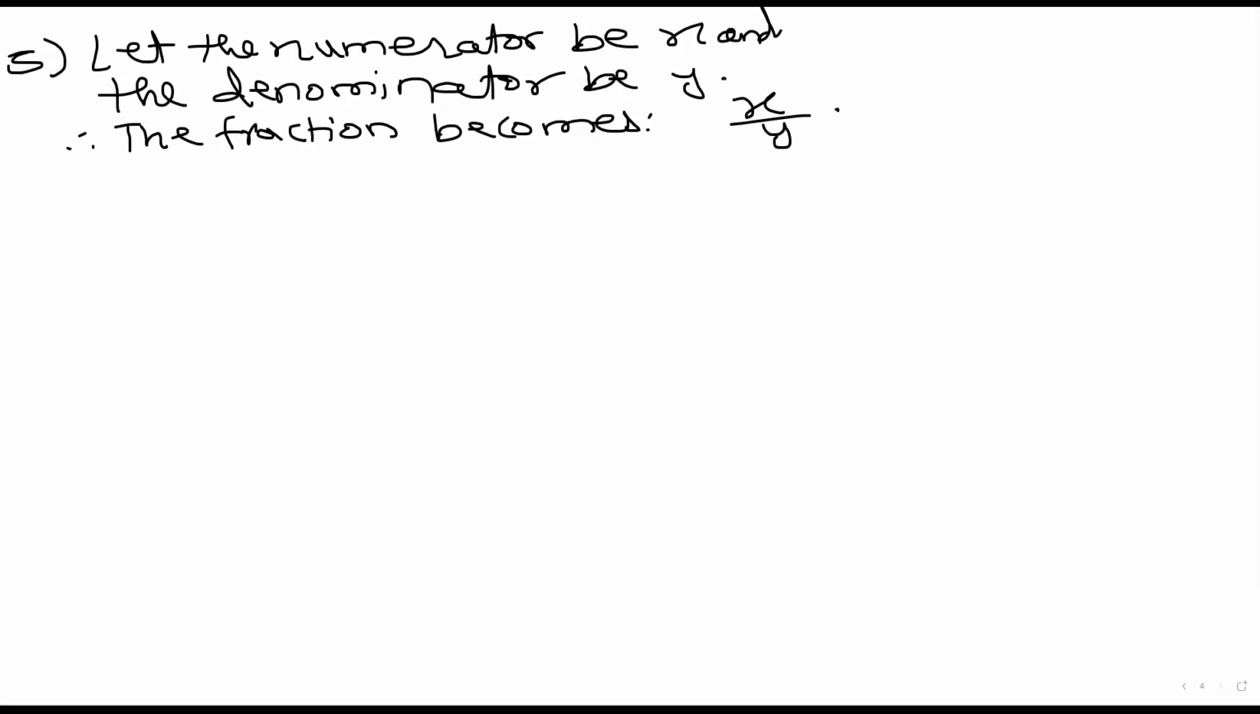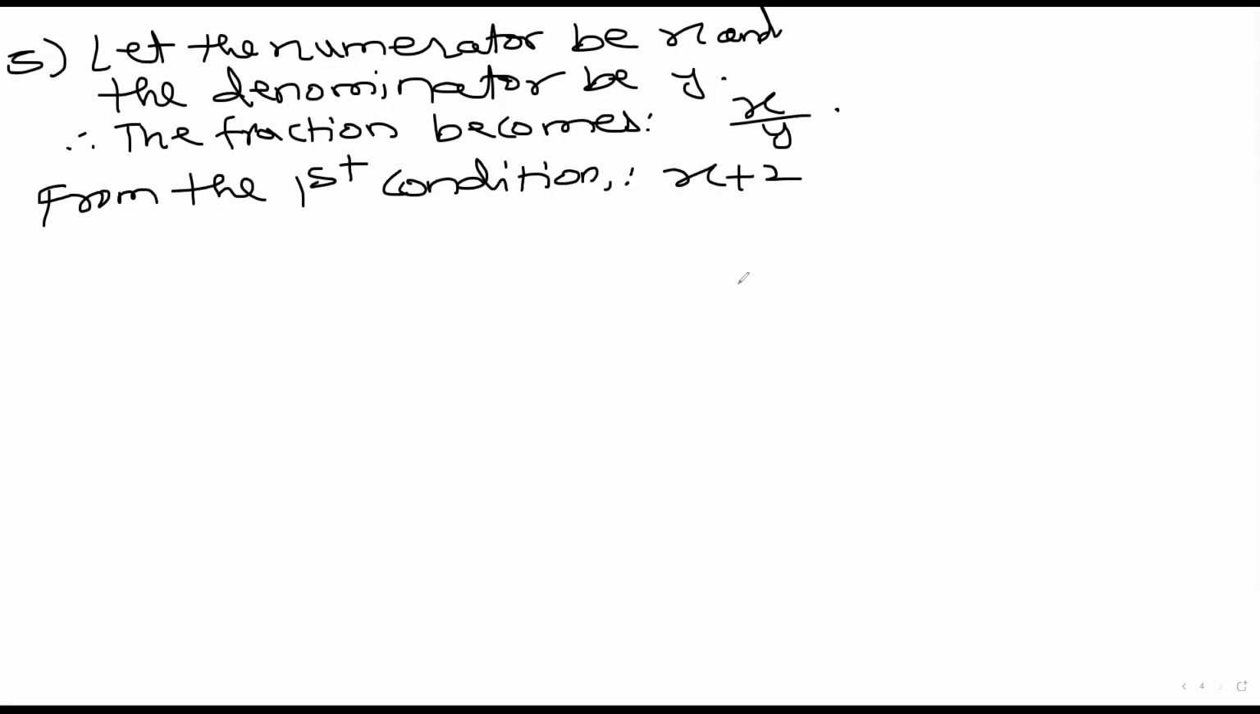Now, if the numerator of a fraction is increased by 2, what will be the numerator? From the first condition, what do you get? x plus 2. The numerator is increased by 2 and the denominator is decreased by 1, so the denominator is y minus 1. Then the fraction becomes 2 upon 3. Do you understand this statement?